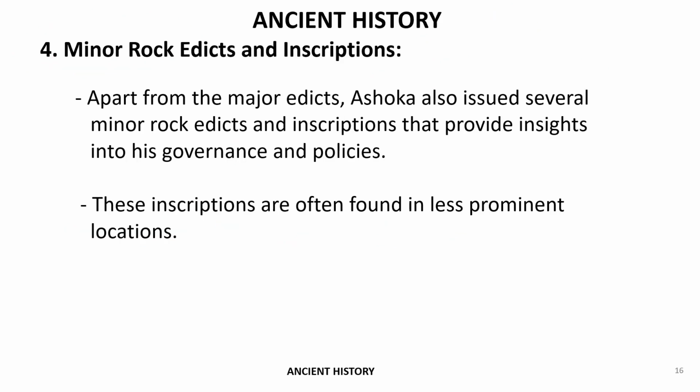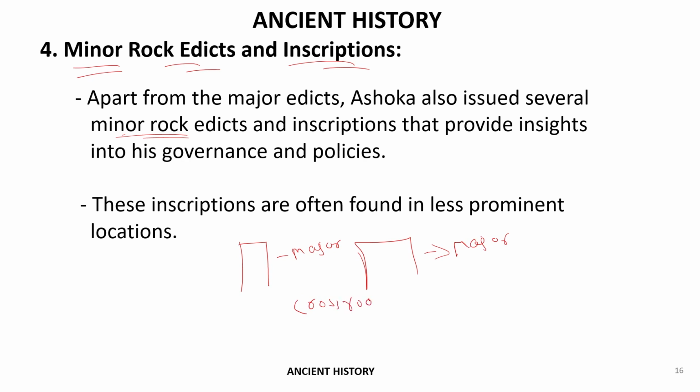Now let's move forward. Now we have the minor rock edicts and the inscriptions. Apart from the major edicts, Ashoka also issued several minor rock edicts and inscriptions that provide insight into his governance and policy. Okay. So beside the major ones, like this one, this is also a major one. They are basically on the crossroads, highways.